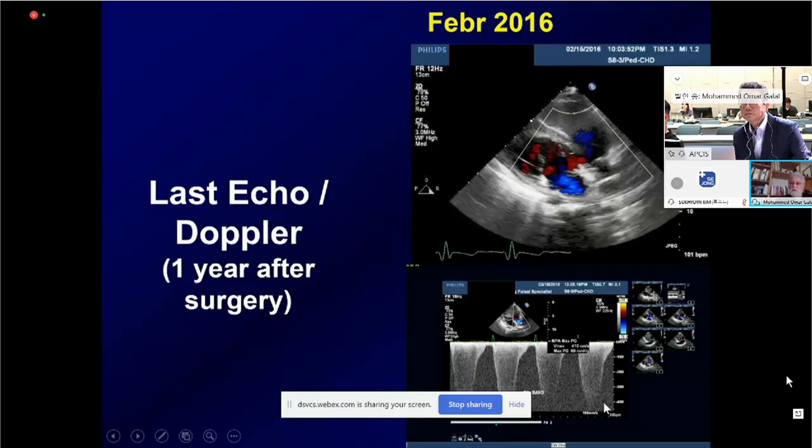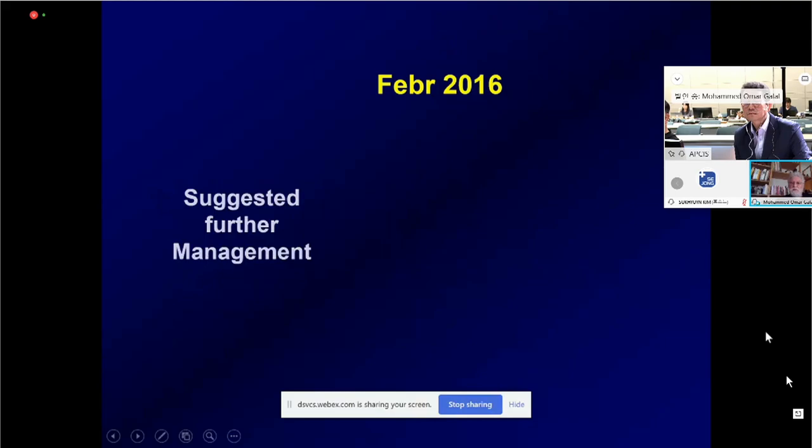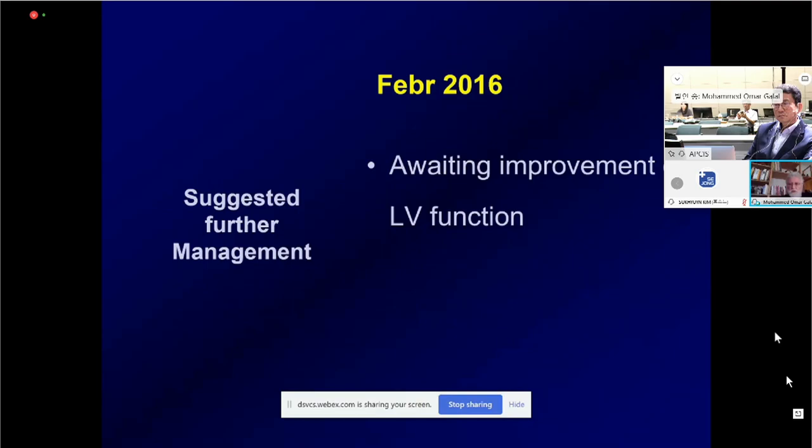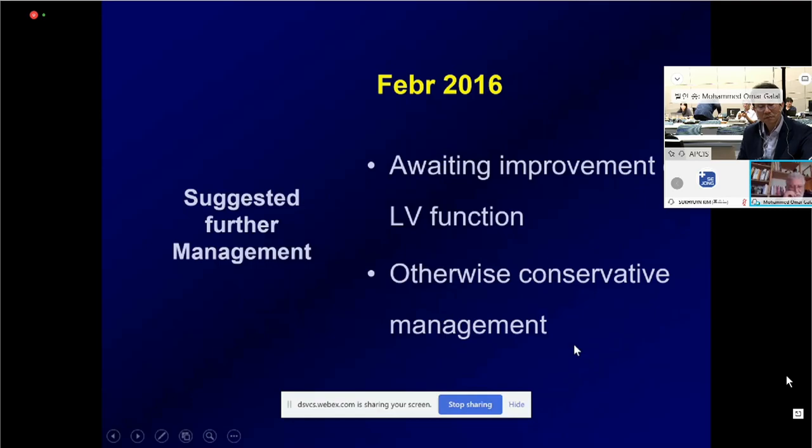Now, the suggested further management was the following. We saw he came last time, in 2012, by phone. We know that the patient is still doing fine. Of course, because of corona, the management now is more by phone than a direct clinical approach. Now we are awaiting improvement of LV function, and otherwise continue conservative management and see what to offer next to this patient. Thank you very much.